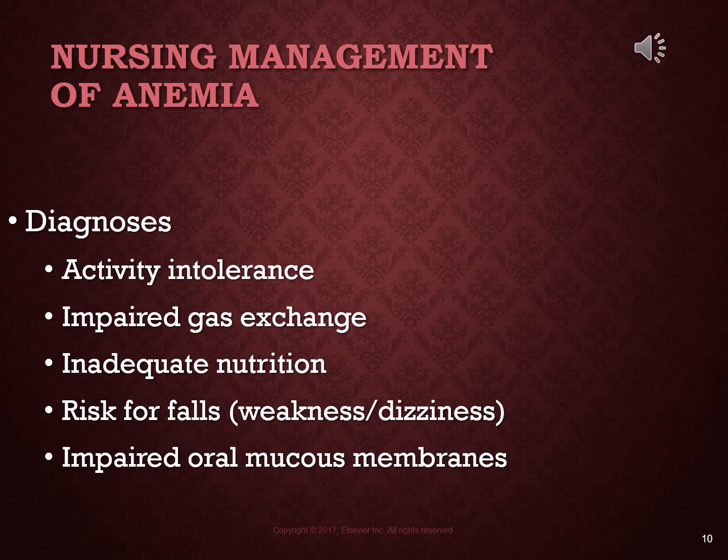The nursing diagnoses here depend a little bit on the kind of anemia, but some of them go across all different kinds of anemias. Activity intolerance and impaired gas exchange if you have severe anemia, inadequate nutrition, and I want you to think about, again, those social determinants of health to determine whether or not this is by choice or because they don't have a choice in the nutrition. Risk for falls because of weakness, dizziness, fatigue, and impaired oral mucous membranes.